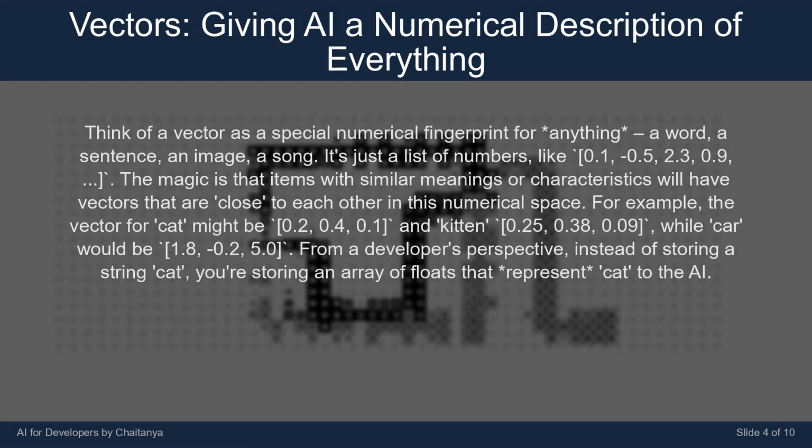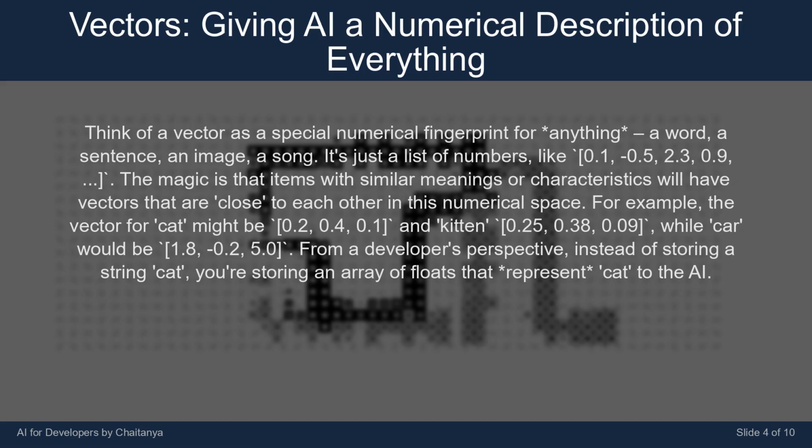Think of a vector as a special numerical fingerprint for anything: a word, a sentence, an image, a song. It's just a list of numbers, like 0.1, -0.5, 2.3, 0.9. The magic is that items with similar meanings or characteristics will have vectors that are close to each other in this numerical space.